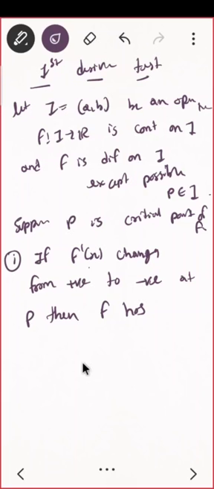Similarly, what will be the definition for local minima? If f dash of x changes from negative to positive. Correct. Very nice.